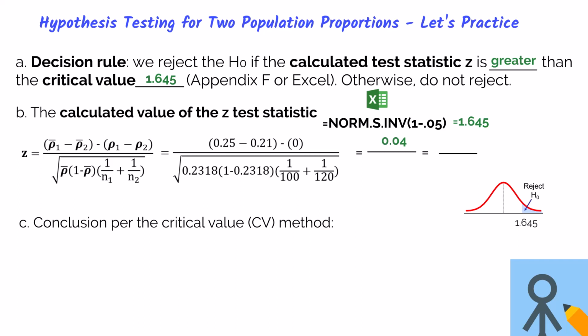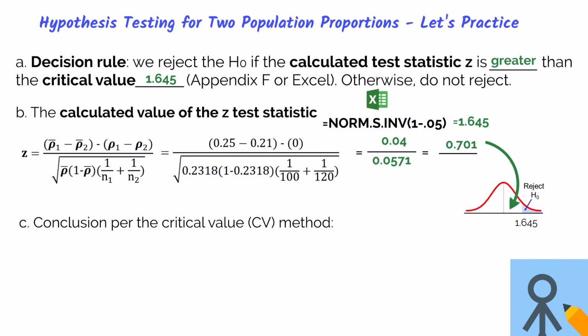So 0.25 minus 0.21 is 0.04. In the denominator, we'll take 0.2318 times 1 minus 0.2318. Then we will multiply by 1 over 100 plus 1 over 120. Then we'll take the square root of that whole thing. If using a calculator here, you want to make sure you input everything correctly, and we get 0.0571. Finally, we take 0.04 divided by 0.0571, and we get a Z test statistic of 0.701.